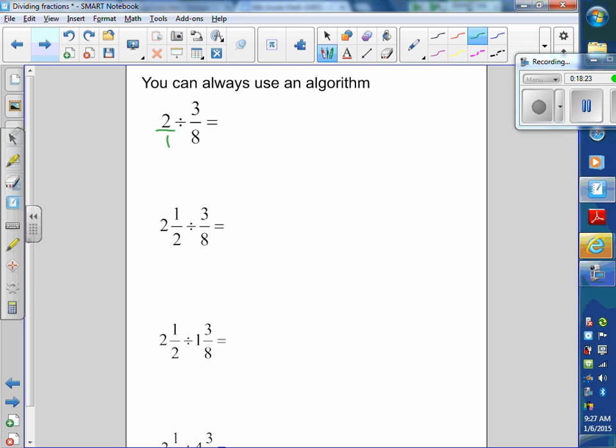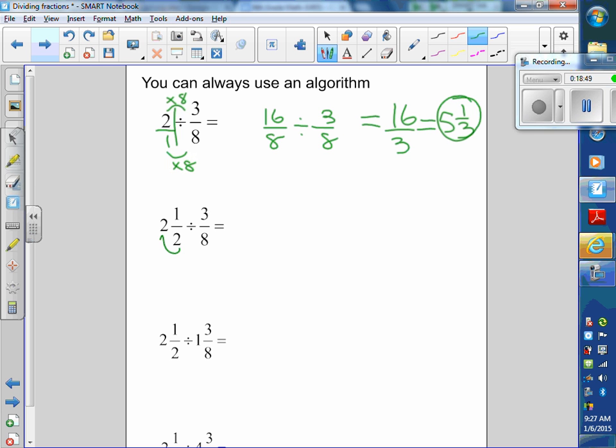Look at this one. What's the common denominator? 8. So I have to multiply both of these by 8. So I get 16 eighths divided by 3 eighths. 16/3, which is 5 1/3. Boom. One more. If you have a mixed number, you got to make it improper. What's 2 times 2? Add 1. So you have 5/2 divided by 3 eighths.